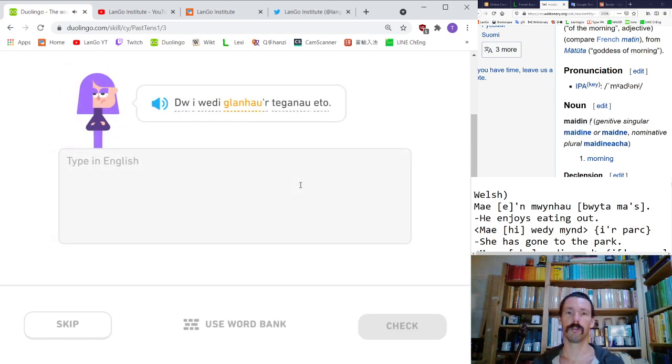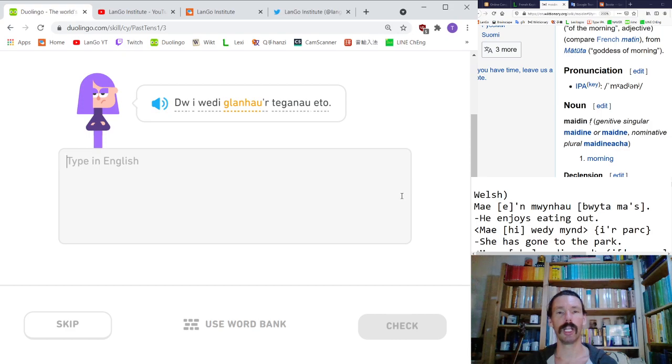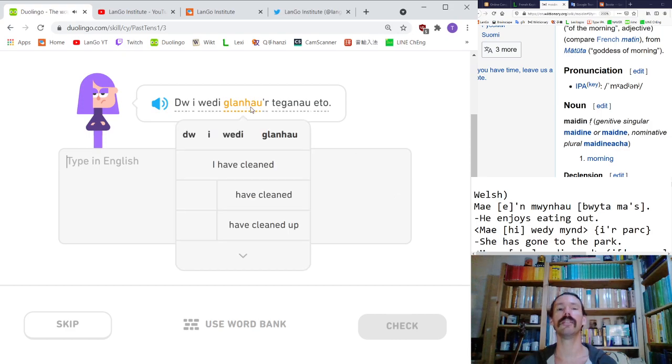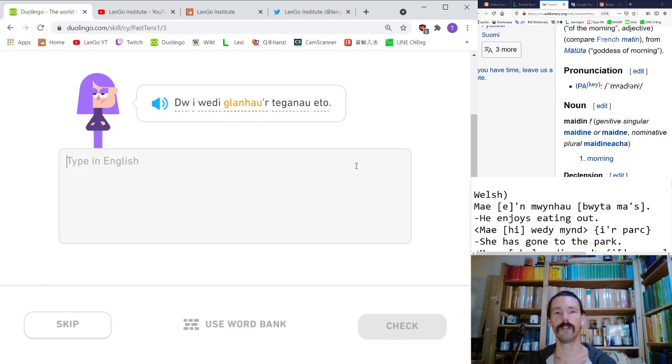Dwi wedi glanhau'r teganau eto. The R belongs to rydw, some sort of past tense be verb. Yeah, that's right. Roedd, it was. So what's it doing there in the sentence? Glanhau, cleaned. I have cleaned the toys again. Eto.